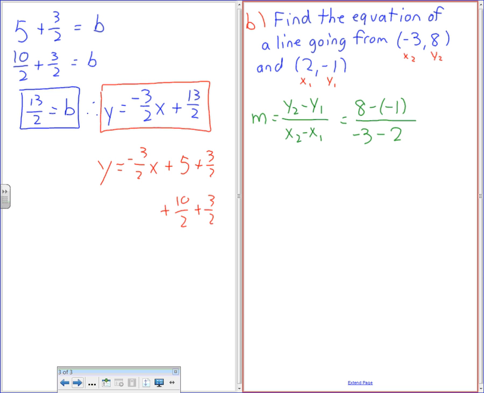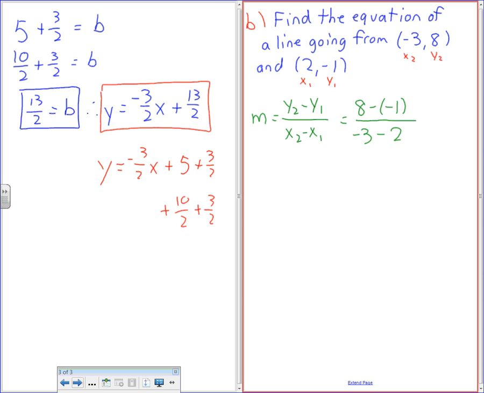Okay. So y2 at the top was 8. Subtract negative 1. Okay, that was your y1. On the right, and the denominator was negative 3. Subtract 2. If you did the other way, you did negative 1 subtract 8 all over negative 2 minus negative 3. That's still correct. Okay, we'll still do the same fraction.